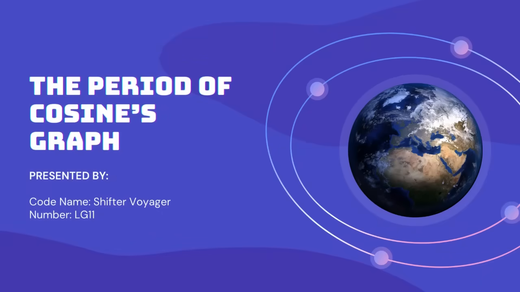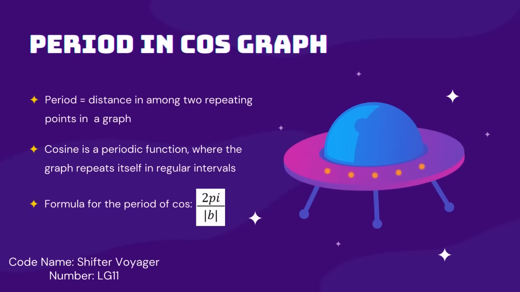Hello, traveler. I'm the Shifter Voyager. I will be the one accompanying you when exploring the period of the cosine function. Gathering the data from other explorations, I was able to grasp what exactly the period of a graph is. The period is basically the distance among two repeating points present on the graph.